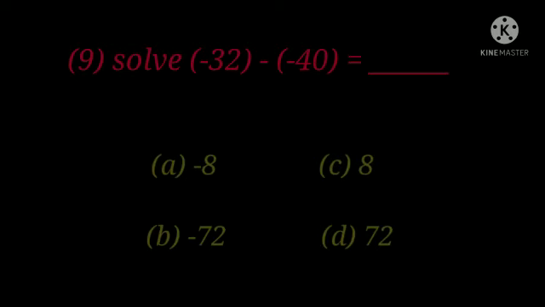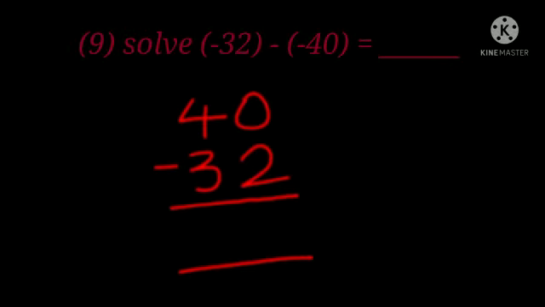Solve minus 32 subtracted from minus 40. Here we have to solve it. Time starts now. Now let us see the answer. Our answer will be 8. Now I will explain it. Here we have to subtract 32 from 40. We will get the answer 8. We have to write the plus symbol because minus into minus becomes plus. Here plus 8 is our answer.